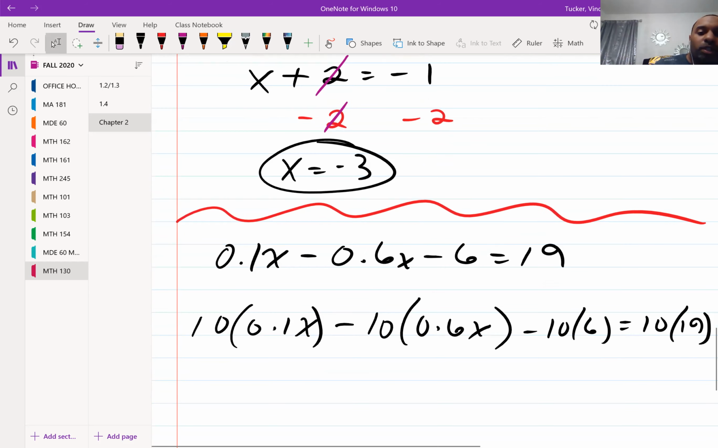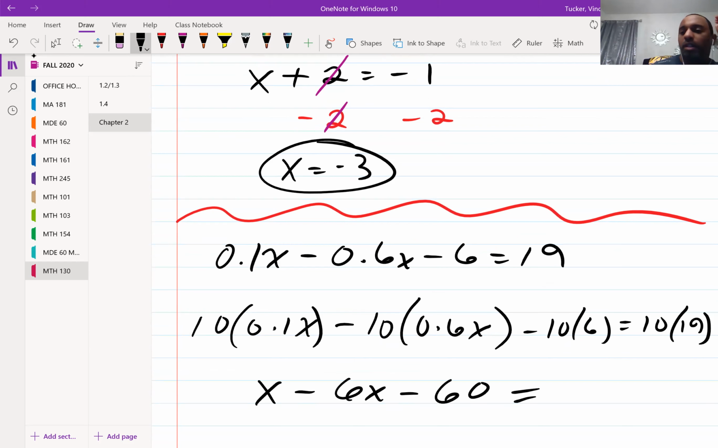So 10 times 0.1 is just going to be 1. So that'll be 1x minus 6x. 10 times 6 is 60. And then 10 times 19 is 190. Now we have our equation with no decimals at all. If you don't like the decimals, you can do this in order to get rid of them.